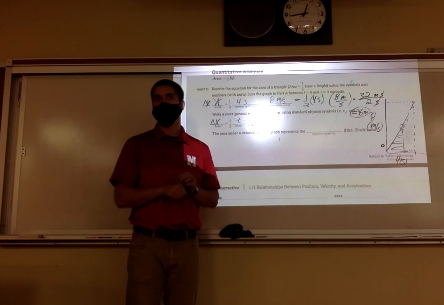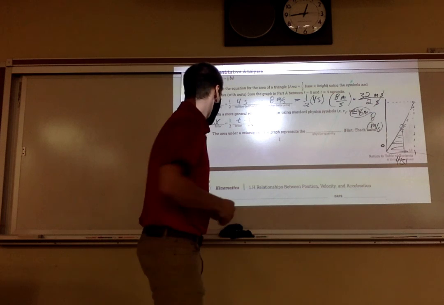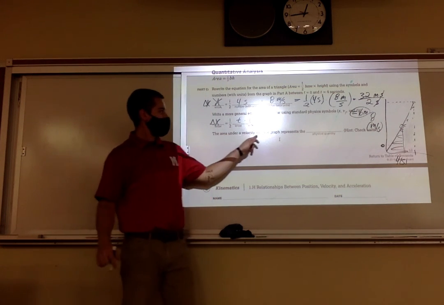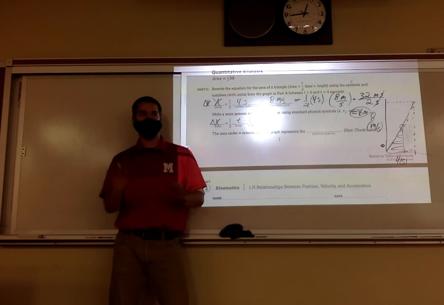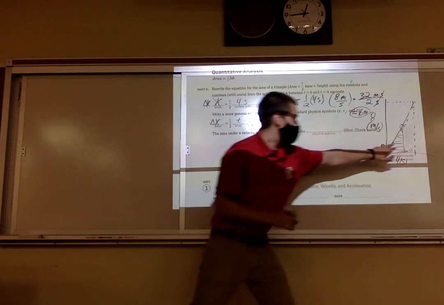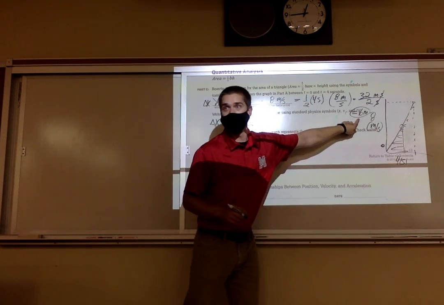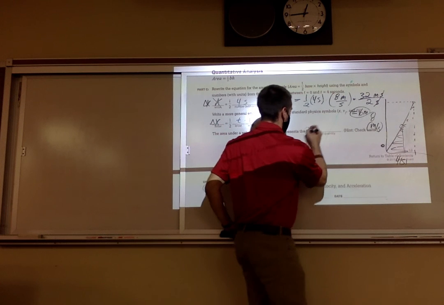All right? How do we feel about that? So what's the last point? This one? Yeah. You tell me. Area under a velocity time graph is what physical quantity? What is it telling us? When we calculated the area under a velocity time graph, it gives us the displacement.